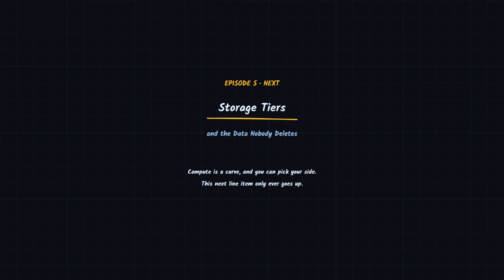Next, the line item that only ever goes up, that no architecture review has ever discussed, and that is quietly charging you every month for data that has not been read since 2019 and never will be. Next episode, storage tiers and the data nobody deletes.